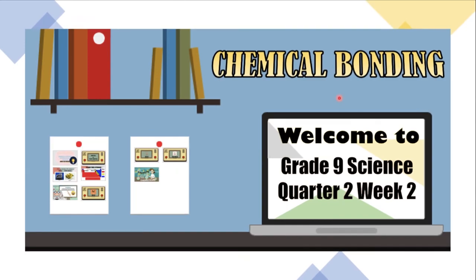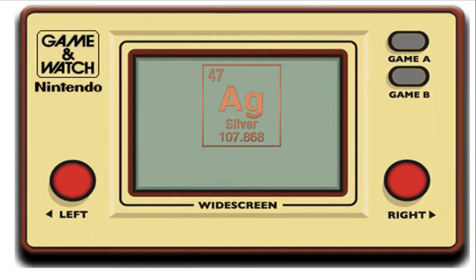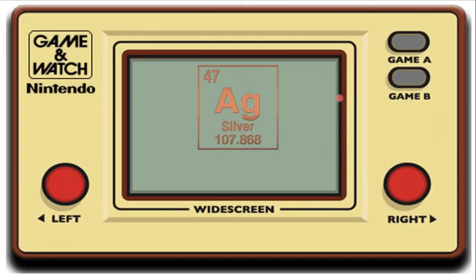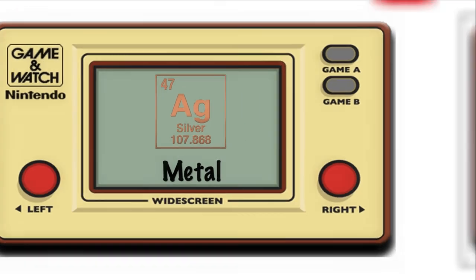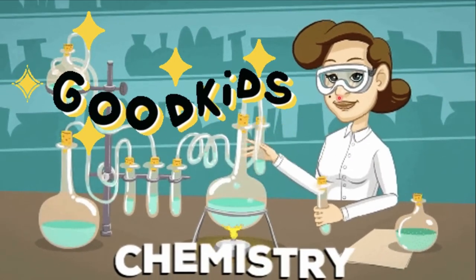Let us start with our activity. All you need to do is identify if the element is metal or non-metal. First one, iron. By looking in your periodic table of elements, iron is a metal element. That's correct. Next, silver. Silver is a metal element. That is right. The last one, hydrogen. Hydrogen is an example of a non-metal element. Good work, class!